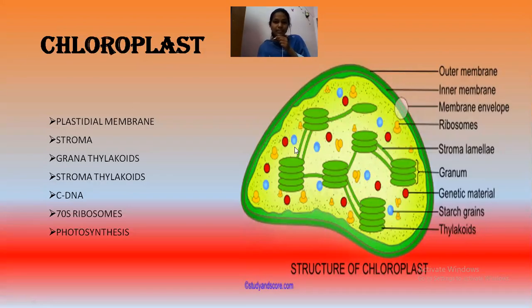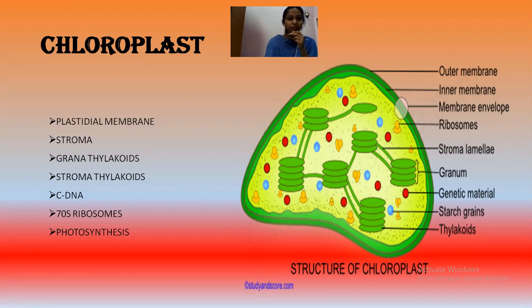If these thylakoids are forming a stack of thylakoids, that is called grana thylakoids. And if they are singular, they are called stroma thylakoids. In grana thylakoids and stroma thylakoids, there is a differentiation of photosynthetic pigments and photosystems. In grana thylakoids, there are various kinds of photosystems, whereas in stroma thylakoids, there is another type of photosystem.